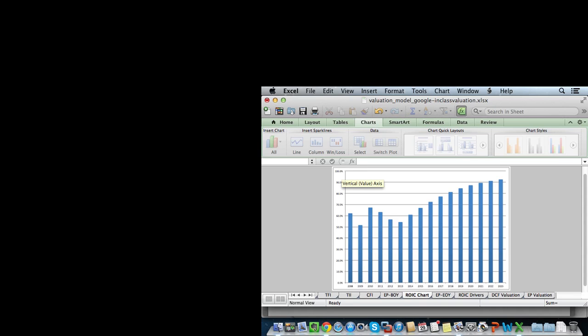So this completes the next step of our in-class valuation of Google. And then from here, we're going to do the actual valuation now that we've set up the model.